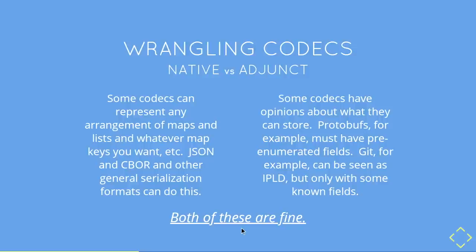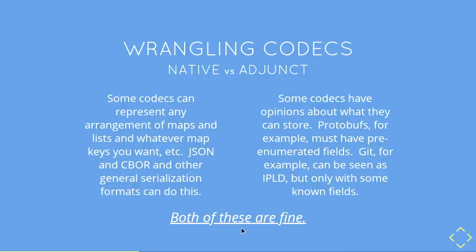Things like JSON, which can have any arrangement of maps, like whatever nested structures you want, are going to be called native codecs, because you can take any tree of data and be like, whoop, it's serial now. Some things like Git are going to not quite be native, because you can't put anything into it as a tree structure. But we can read some things out of it.